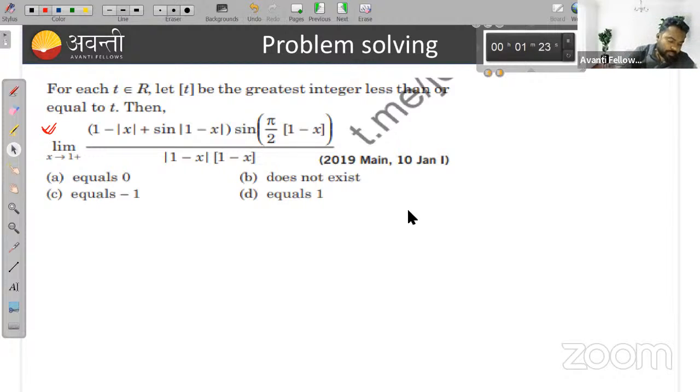Guys, the same concept will be used, you just have to simplify. Like the previous question, we can solve this question also, so try to solve this.